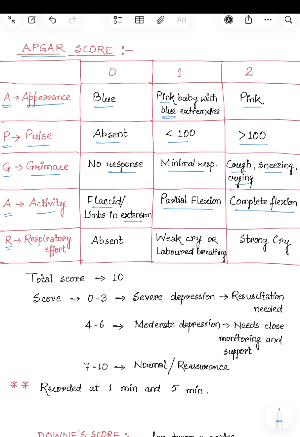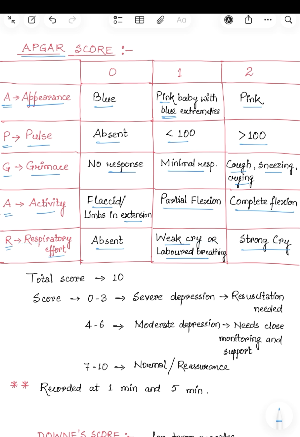R stands for respiratory effort. If the respiratory effort is absent, the score will be 0. If there is weak cry or labored breathing, then the score will be 1. Or if there is a strong cry, that means the baby is normal and the score will be 2. So the total score is 10.